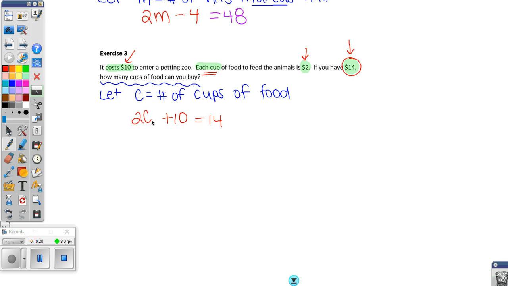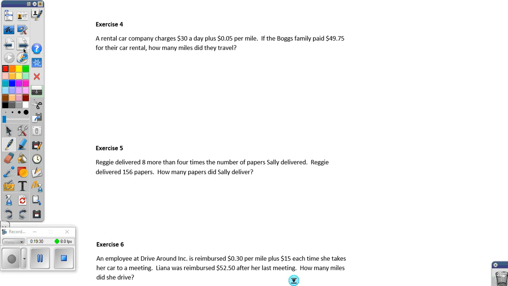So take a moment, solve that equation, write a full sentence, and then you can move on to exercise 4. All right, so if you haven't already done so, please pause the video and attempt exercise 4 on your own.